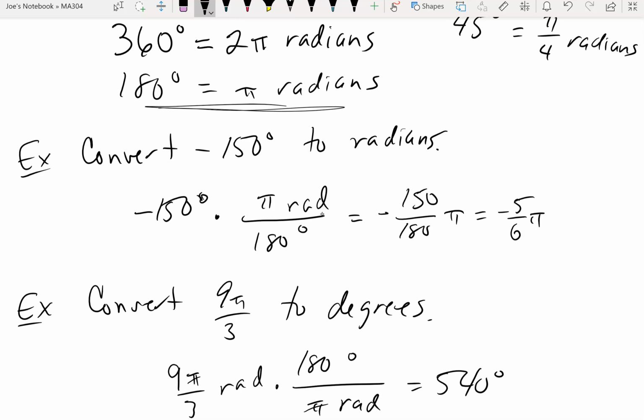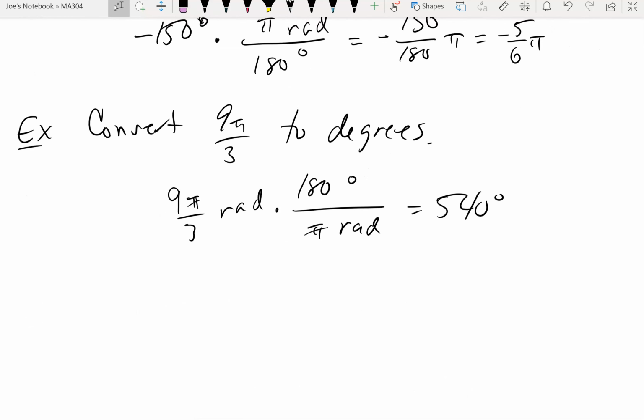Does that make sense? I don't know why I wrote 9 pi over 3. That would have been reduced to 3 pi anyway. But anyway, the idea was the same. This okay? Yeah. All right. So that's converting angles.